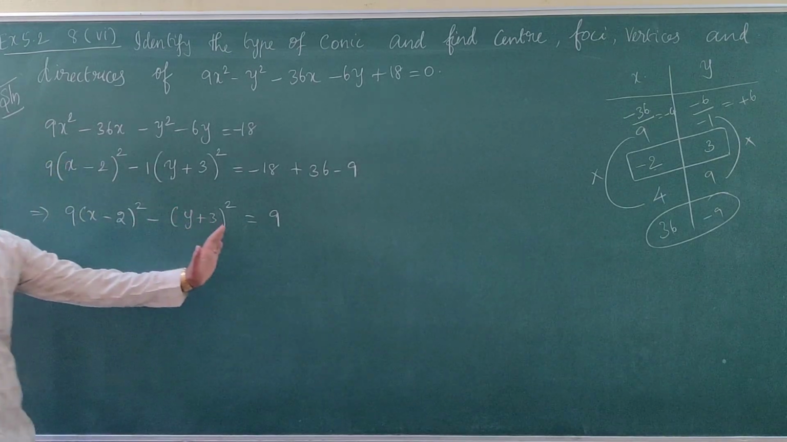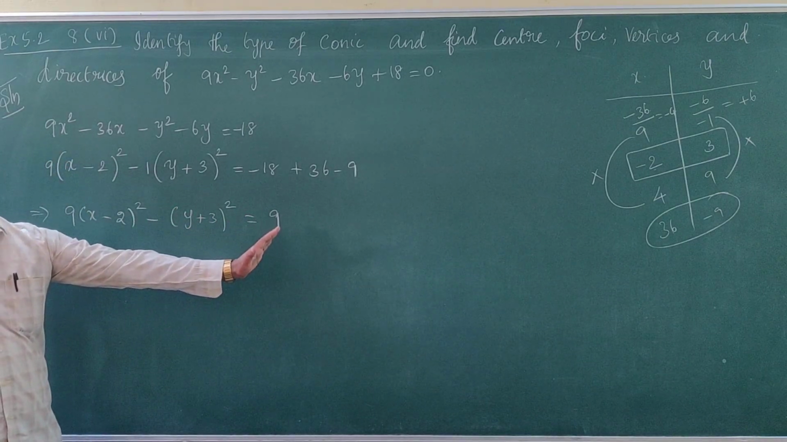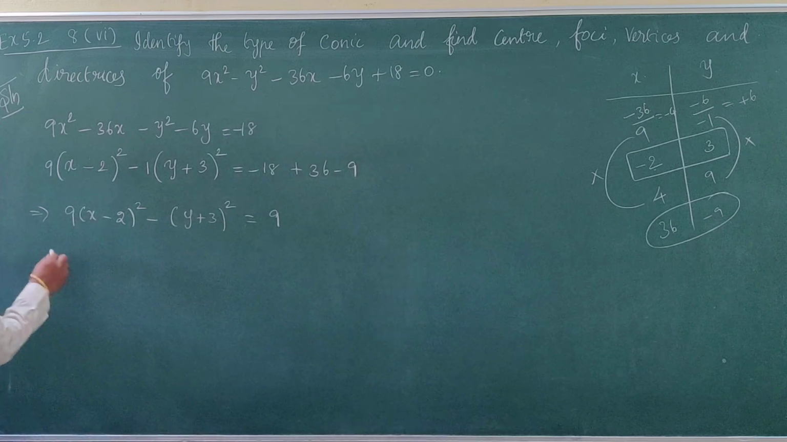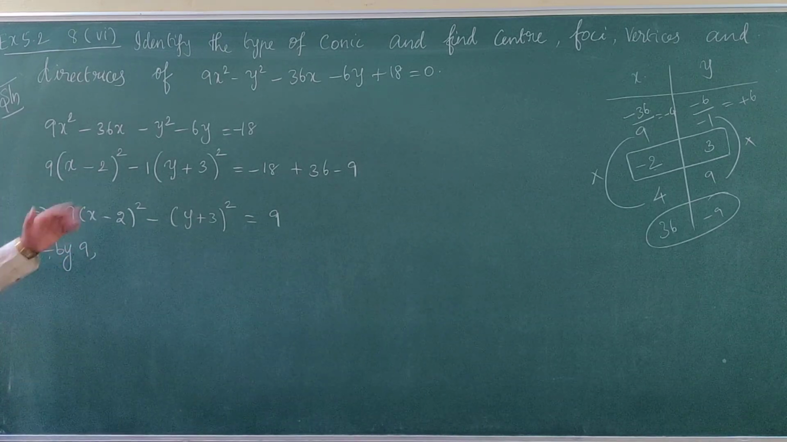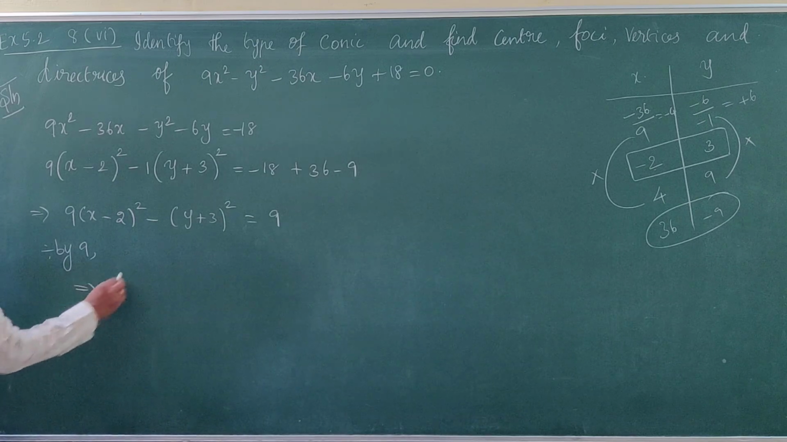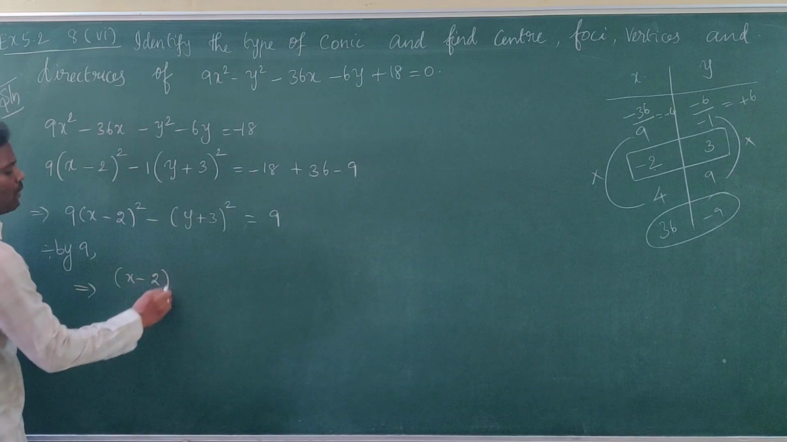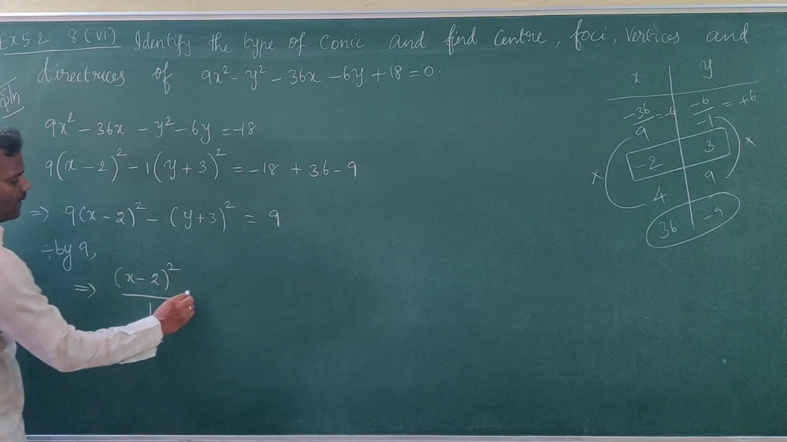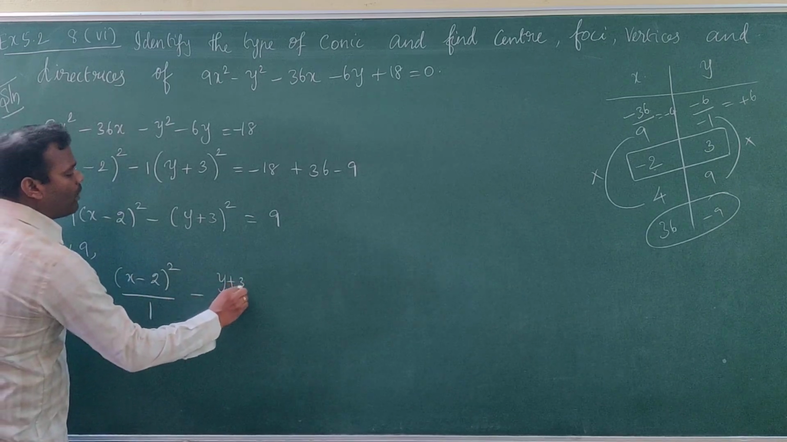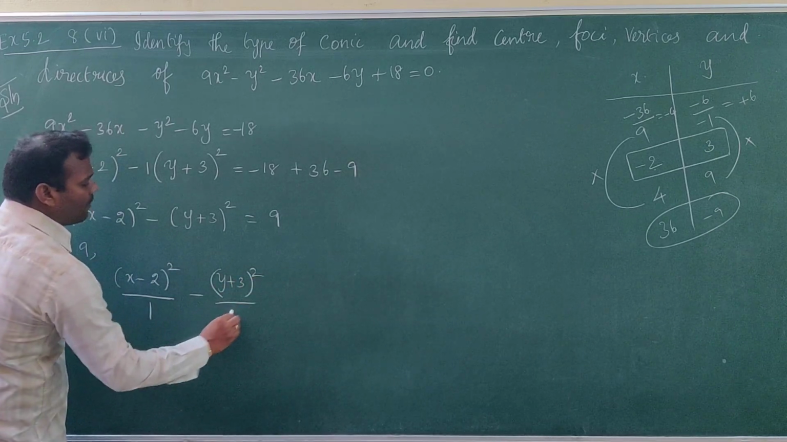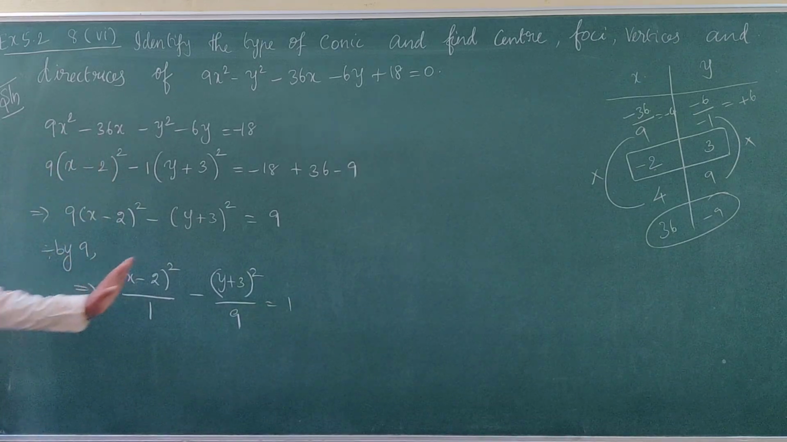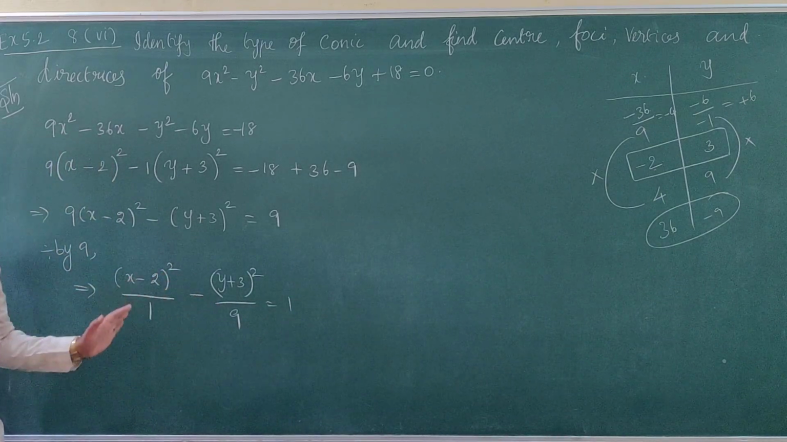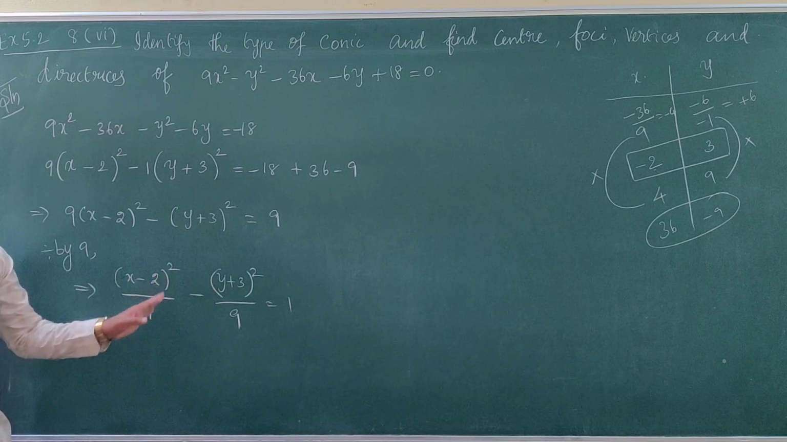In the standard form, the right hand side should be equal to 1. So you just divide the total equation by 9. When you divide, you get (x − 2)²/1 − (y + 3)²/9 = 1. So this is the standard equation of the hyperbola with center (h, k).